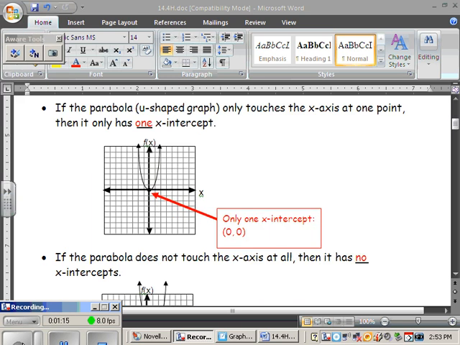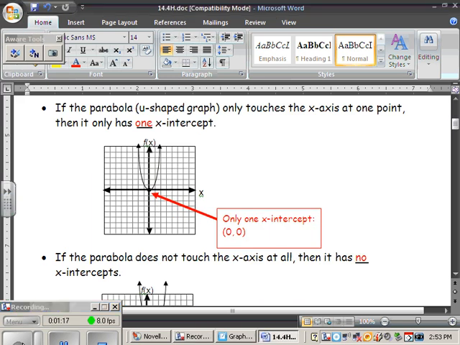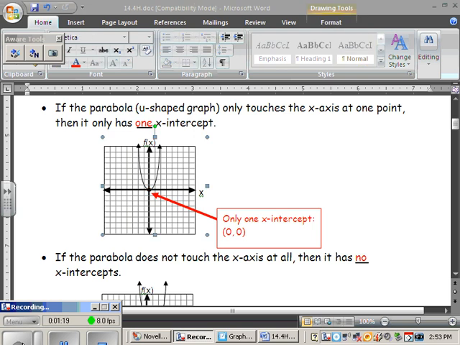For this parabola, notice there's only one x-intercept. So we say there's only one solution for this particular quadratic equation. In this case, it's right at the origin, which is at (0, 0). So far we've looked at one that has two x-intercepts, or two solutions, and this one has one solution. Now let's take a look at what happens if there are no solutions, which means no x-intercept.